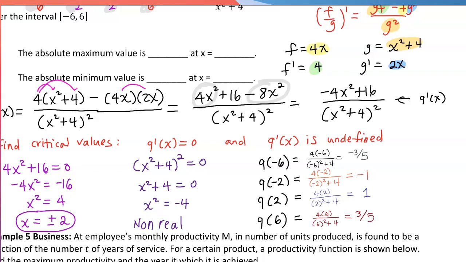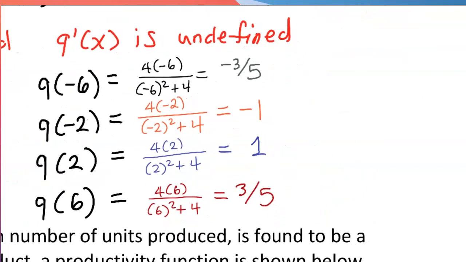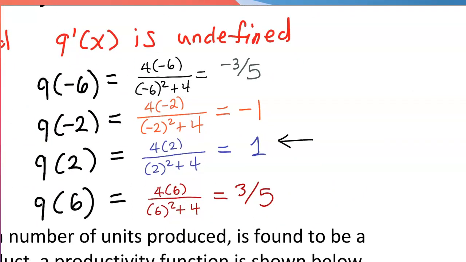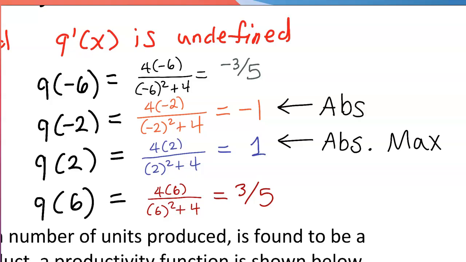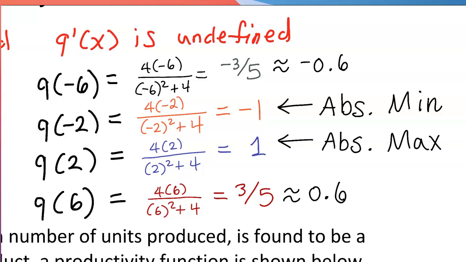Let's go ahead and find the biggest number because the biggest number gets to be our absolute maximum. All right, which one is the greatest? 1 is the greatest, right? So this is the absolute maximum. Let's find the smallest number. Smallest number happens at negative 1, because negative 3 over 5 in decimal is just negative 0.6, and this down here is positive 0.6. So they're not the greatest or the smallest.